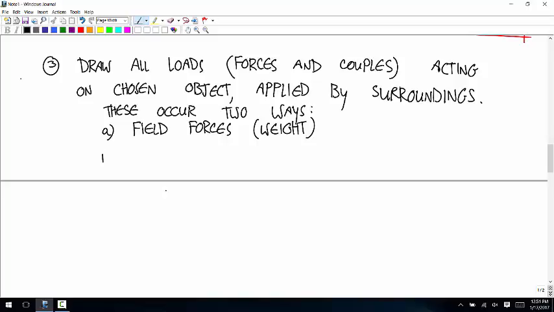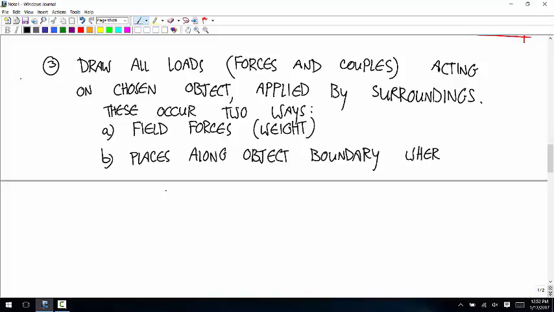And then the second way is places along the object boundary where the object contacts the outside world.